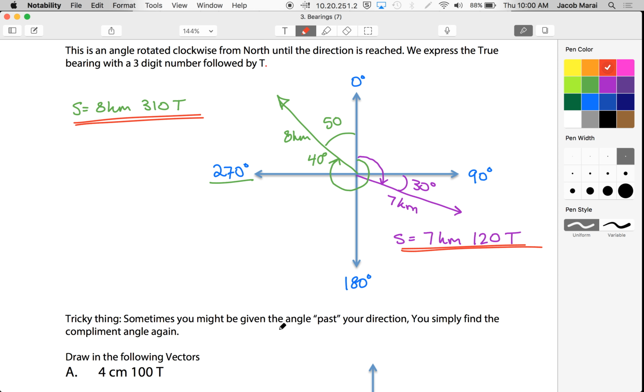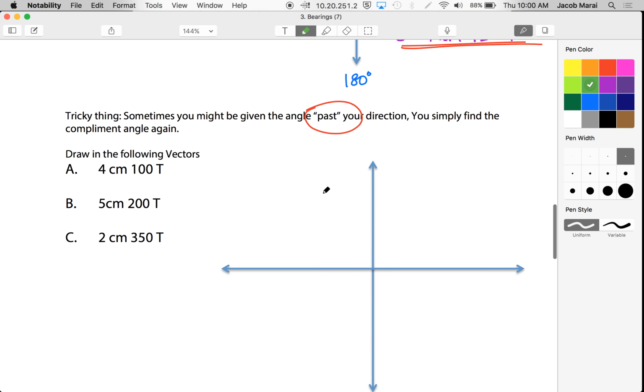It says sometimes you're given the angle past your direction. For when we were given the 50 degrees up here, well, if that's 50 degrees to 360, you could just subtract 50 from 360, or you could add 40 to 270. Doesn't matter how you get there, as long as you express this. What's it called? Is it a reflex angle? Yeah, it's a reflex angle past 180 degrees. Cool. And then you've got some vectors to draw.